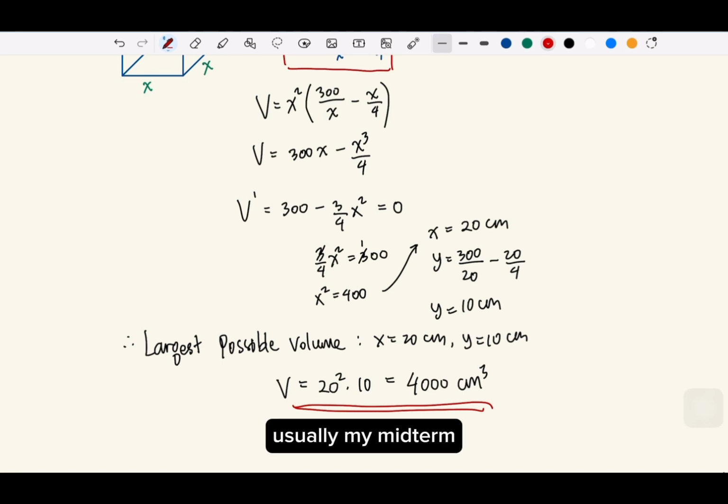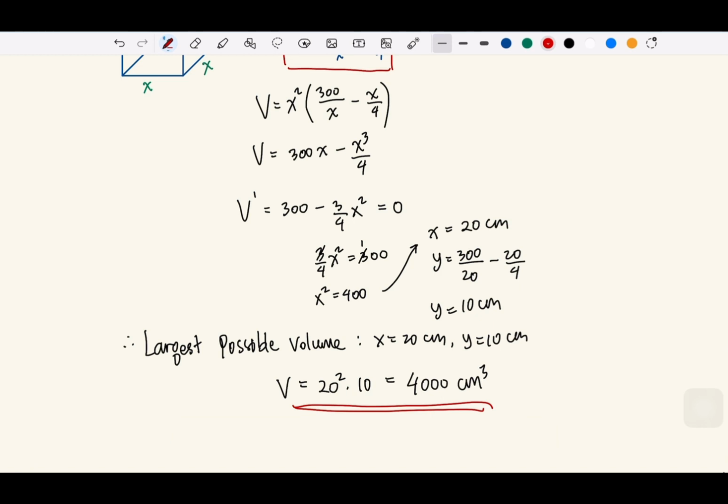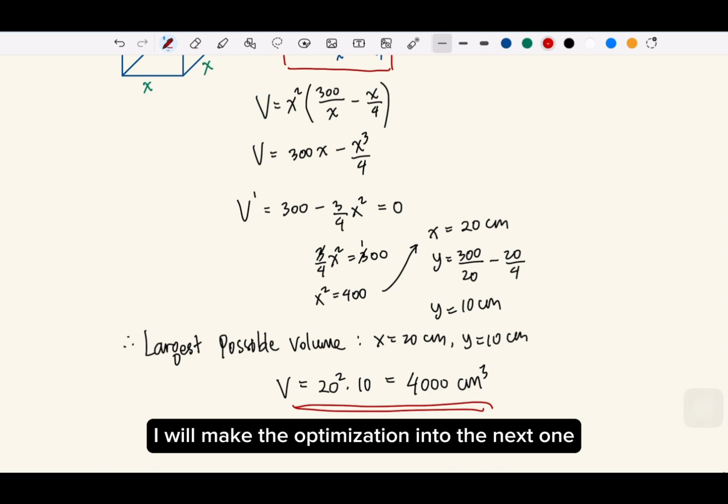Usually, my midterm always includes the optimization. Usually. But for now, I will move the optimization into the next one. Okay.